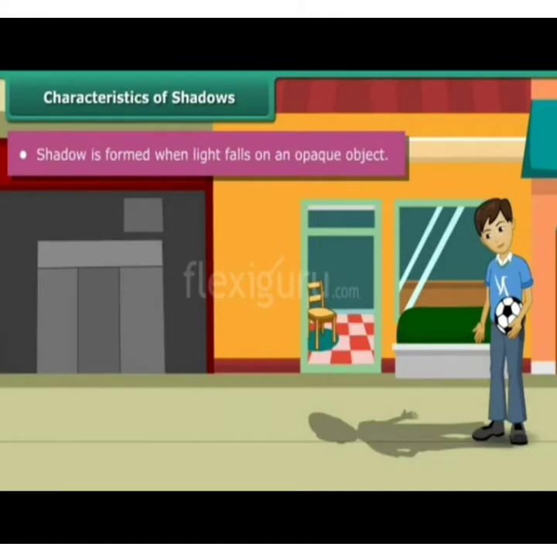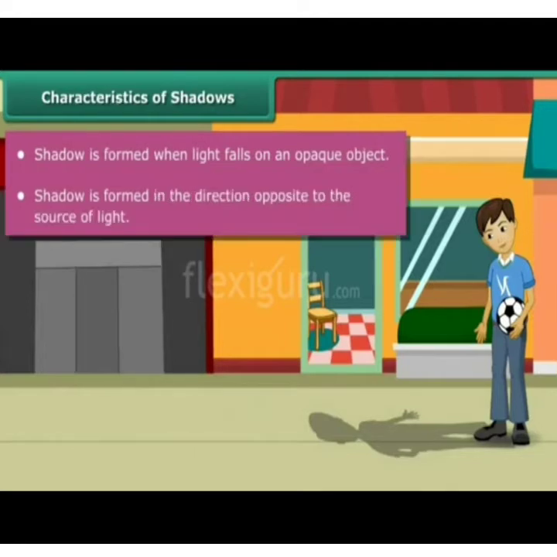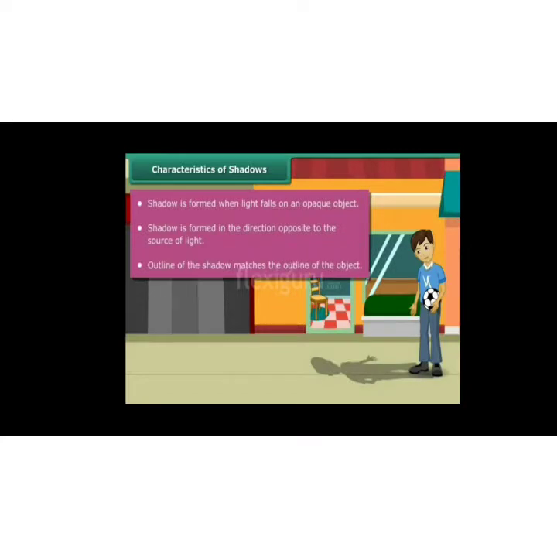All objects do not form shadows. Only opaque objects form shadows. Shadows will be formed on the opposite side of the light source. The outline of the shadow matches the outline of the object. The characteristics of an object cannot be determined by its shadow.